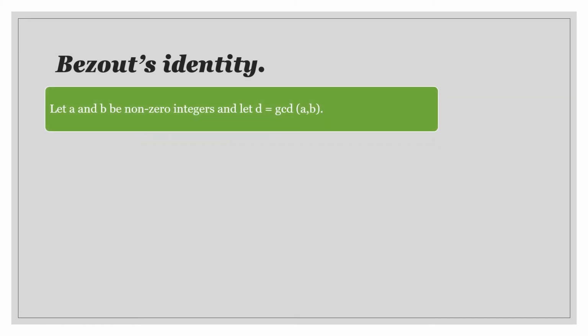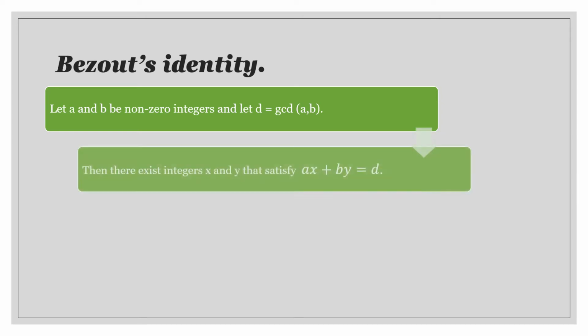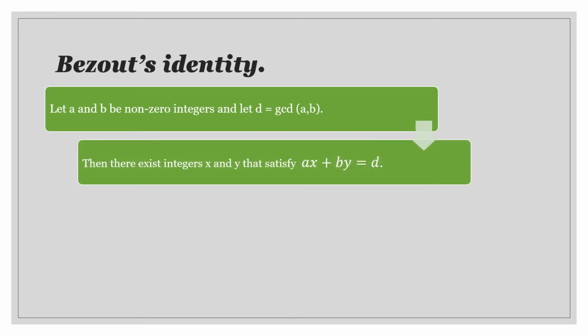In order to solve Diophantine equations, we need an identity called Bezout's identity. Here, for any integers a and b which are non-zero, we can find the greatest common divisor, and let the greatest common divisor of the two numbers a and b be d. Then there will exist integers x and y such that ax plus by equal to d. That is, I can express the GCD of the two numbers as a linear combination of those two numbers itself.